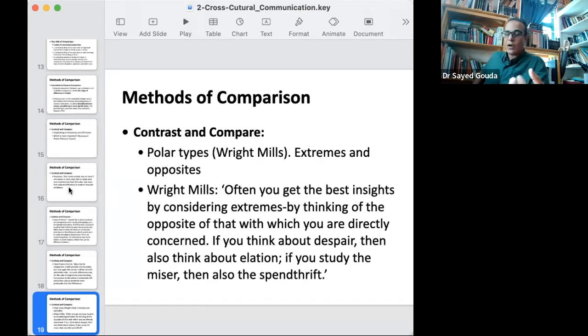Now, if we want to make a comparison, how many poles can we use? Comparing between two things or three or five, how many units can we use? Wright Mills says often you get the best insights by considering extremes, different poles, by thinking of the opposite of that with which you are directly concerned. If you think about despair, then also think about elation. If you study the miser, then also the spendthrift.